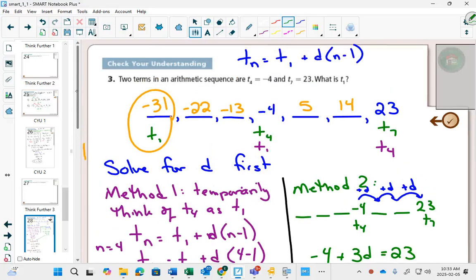Okay, so questions we can circle on this one are 10 and 13. So circle questions 10 and 13.